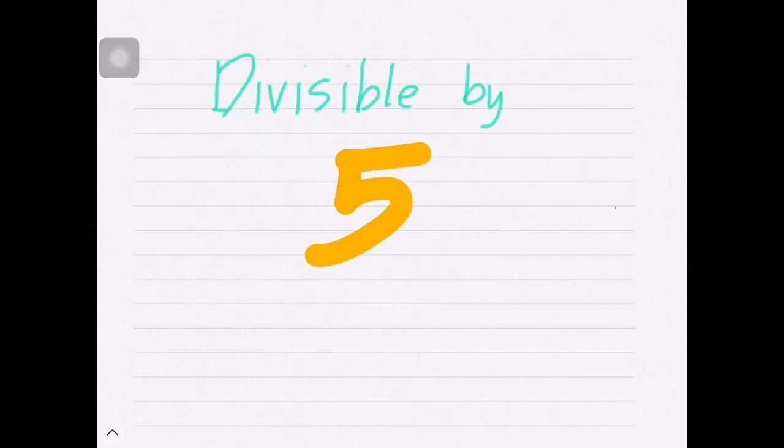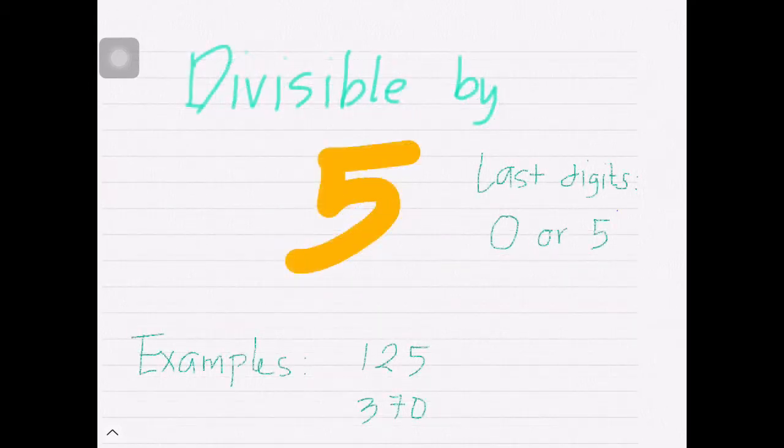How about a number divisible by 5? Its last digit must either be 0 or 5. Examples would be 125 and 370.